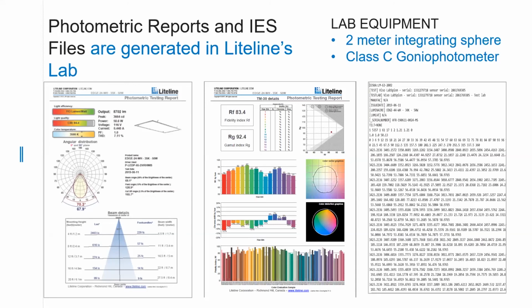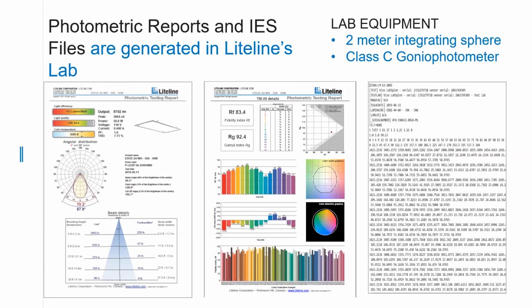The way that a photometric report is generated is by using a 2-meter integrating sphere. Basically ours is located in the laboratory in Richmond Hill, which is a satellite ETL certified lab. It's a level 3 certified laboratory. We do thermal testing, we do electrical testing, obviously we do photometric testing as well. We also do wet location testing.